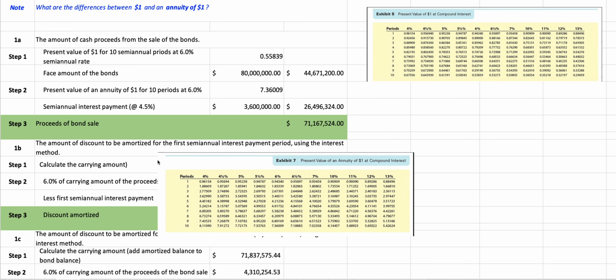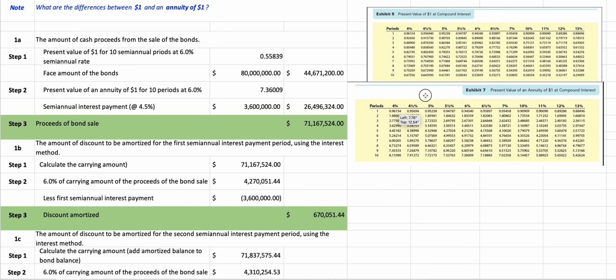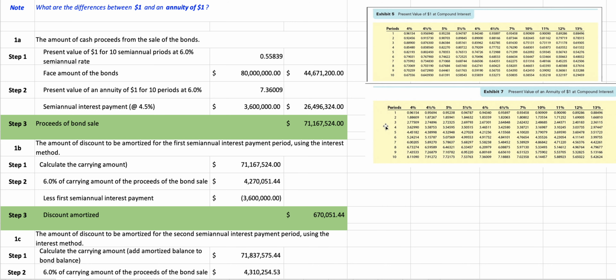And now I need to know, how much am I paying in interest every period? This is where I'm going to use the 9%. And you can see that I've taken that 9% and I've divided it by 2, which is 4.5%. So now I take my $80 million and I multiply it by 4.5%. That gives me $3.6 million that I will pay every 6 months.